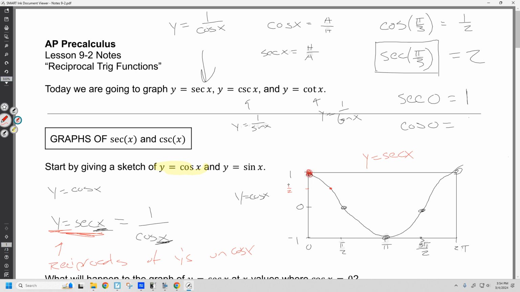Okay, sorry, I didn't want to do this in red. This should not be in red.